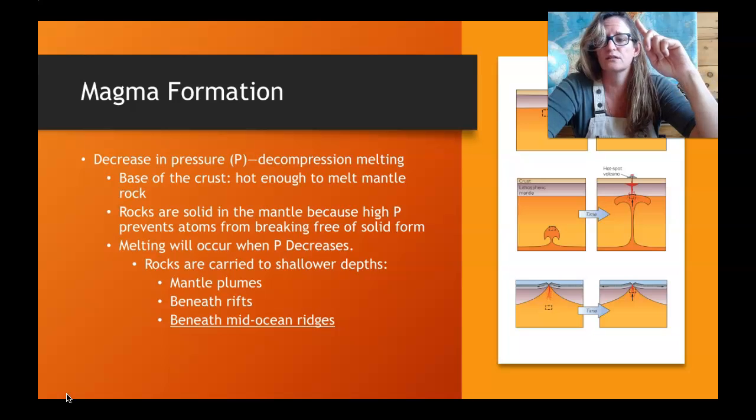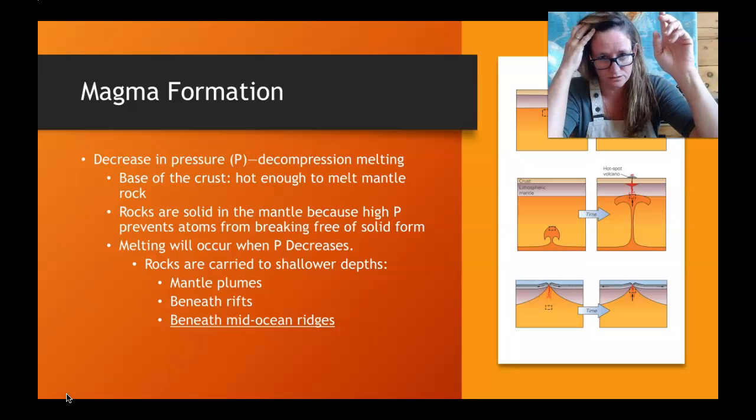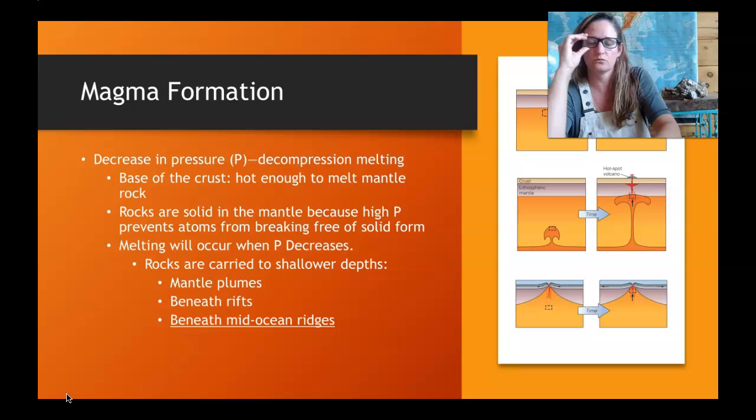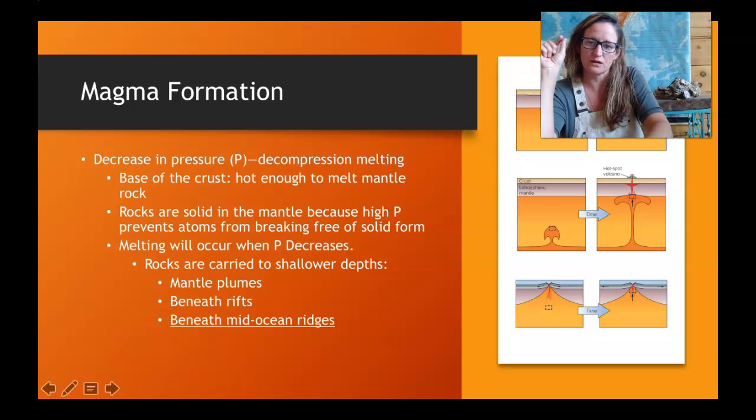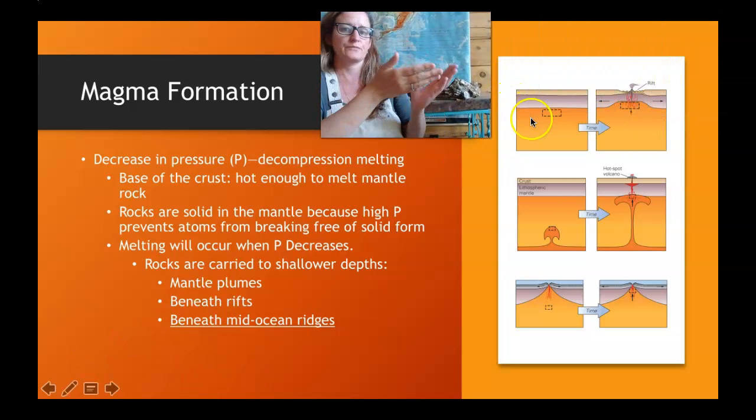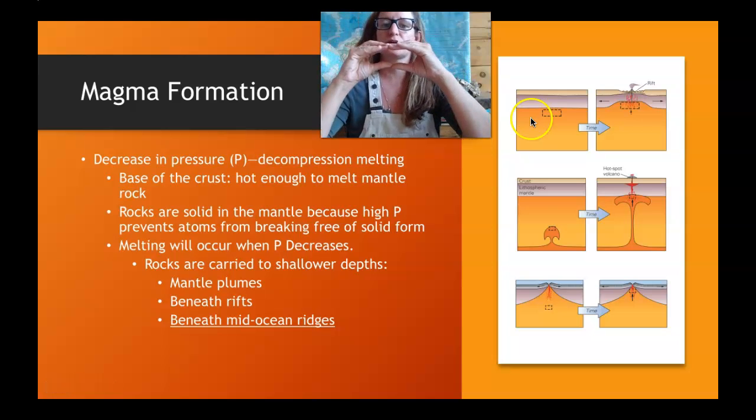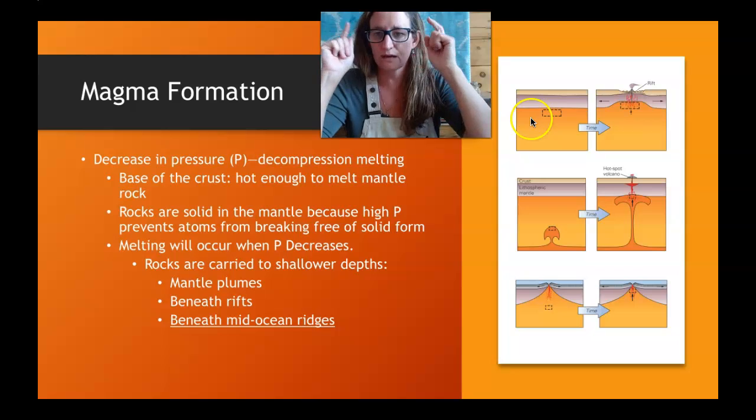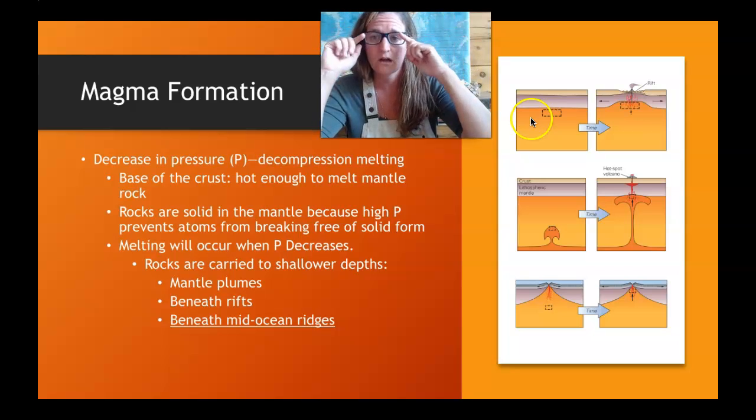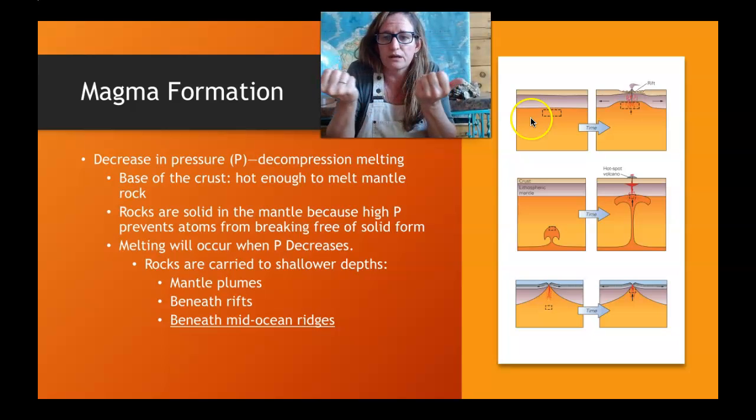The first one then is decompression melting. And this happens where we have thinning of the Earth's crust. So in this image, the top one, time one, here's the Earth's crust. It gets thinned. The mechanism for thinning is rifting. So imagine continental rifting, where eventually you're going to have a divergent plate boundary.